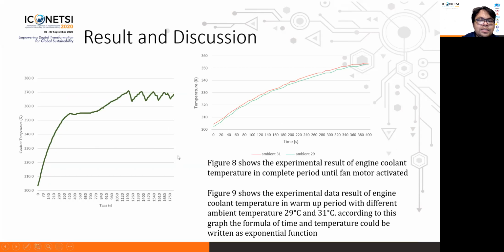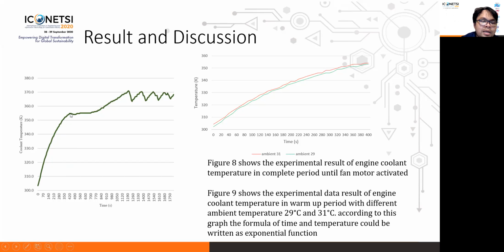And this graph is the experimental data graph. This graph is the complete graph of the engine temperature. This one is the coolant temperature. The coolant temperature is reversed to the engine temperature, and this axis is time. So in the previous picture, we concentrated on this period. This is the warm-up period.